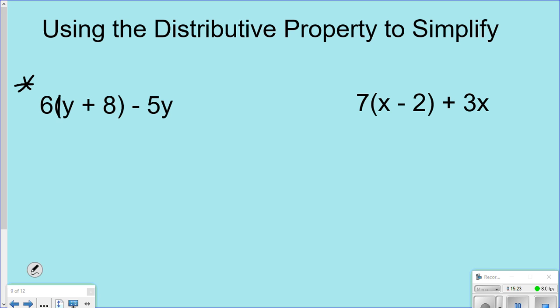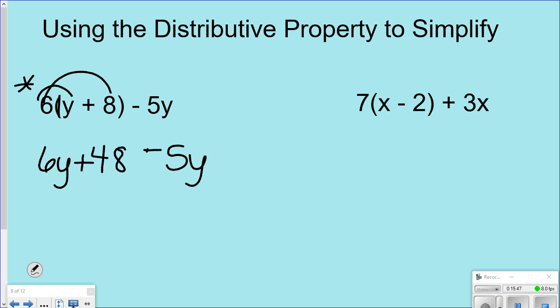Sure, one with the y. I like it. What's the next step you think you need to do, Logan? Yep, number one thing you have to do is distribute. You cannot combine things until you distribute. So how do we do that again? Just like this. So 6y plus 48 minus 5y. Distribute the property first, then you can do your combining.